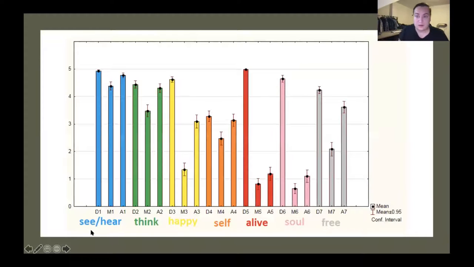And then this complicated image. Actually, the question about human is not there because children usually say, yes, a human can hear, think, be happy, alive. Human has a soul and it's free. So usually on a scale from 0 to 5, most children, like all of them, give 5. Every category has a specific color. You can see, let's say, the blue one is perception, seeing and hearing. D means dog, M is mathematical robot, and A is android.